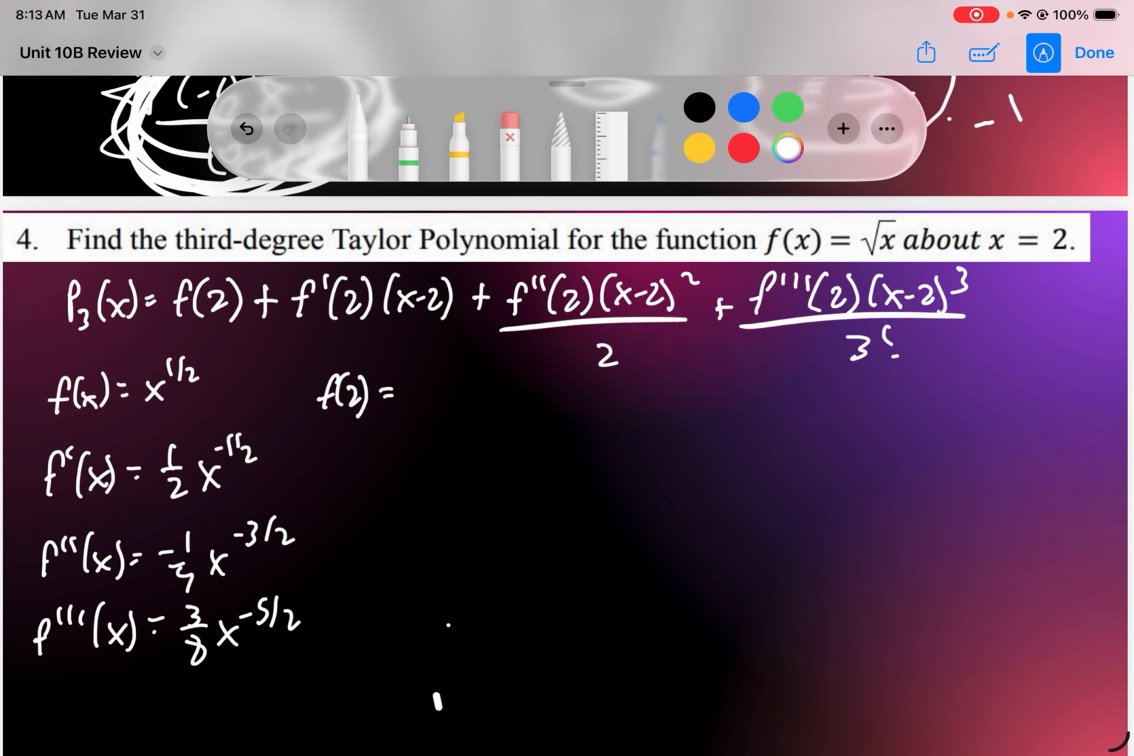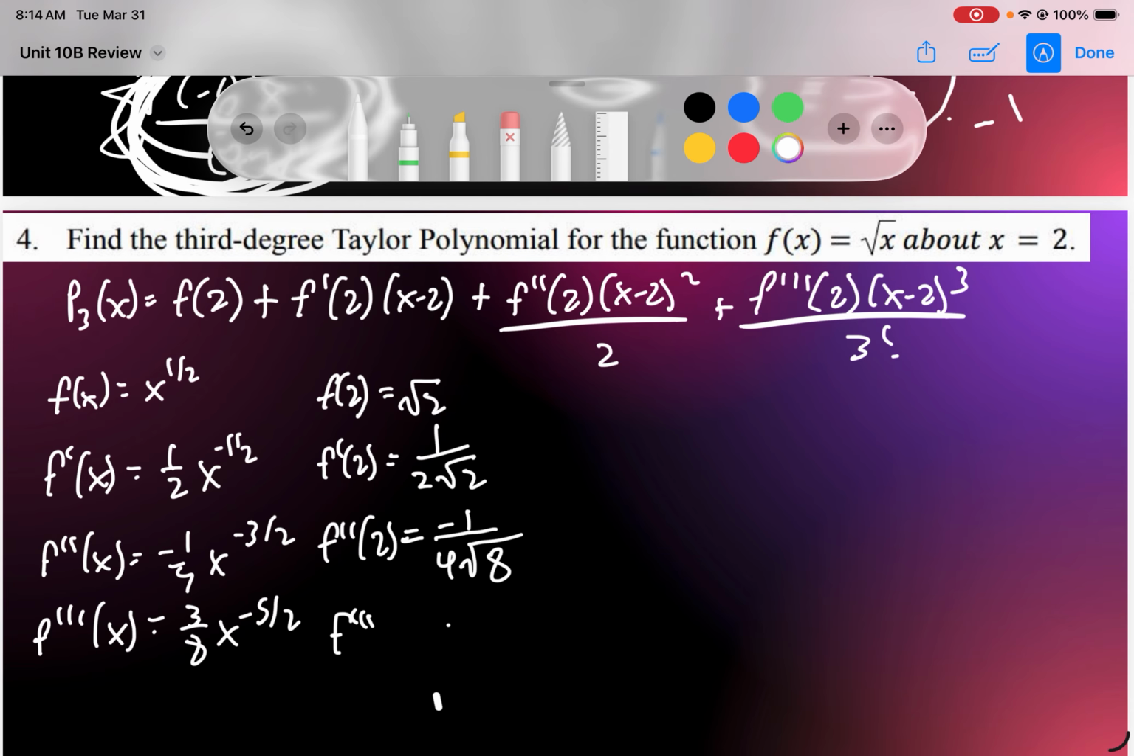Plug in values of 2. F of 2 would be square root 2. F prime of 2 would be 1 over 2 square root 2. Double prime of 2, what's that? Negative 1 over 4 square root of 2 cubed, and 2 cubed is 8. And then the third derivative at 2 would be 3 over 8 square root of 2 to the 5th.